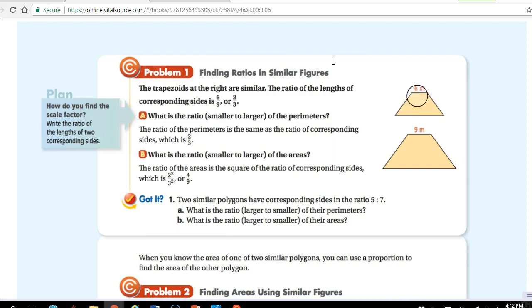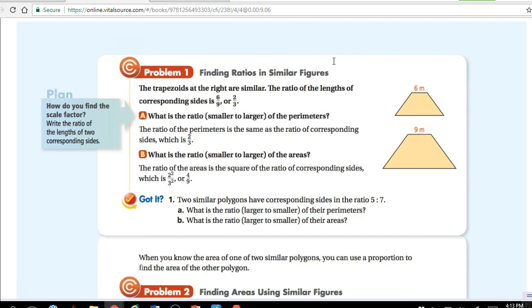One of the things that we do here is, these are two trapezoids over here. These are similar trapezoids. This one has a length on top of 6 and the other one has a length on top of 9. Now, when we look at those particular ones, it says the trapezoid at the right, they're similar. The ratios of the lengths of the corresponding sides are 6/9, which of course reduces to 2/3.